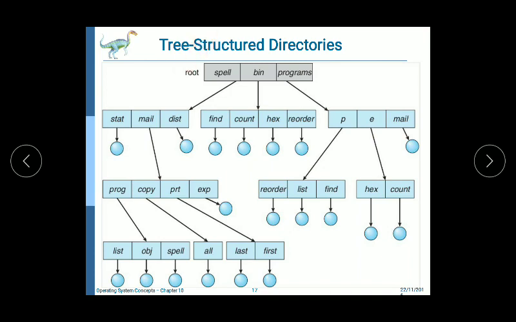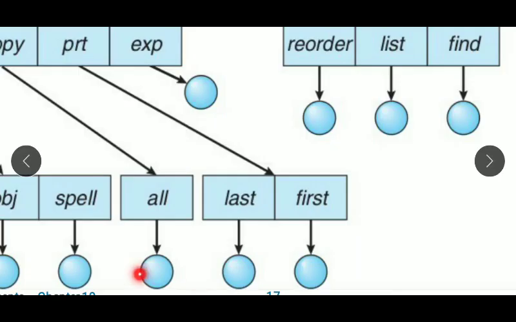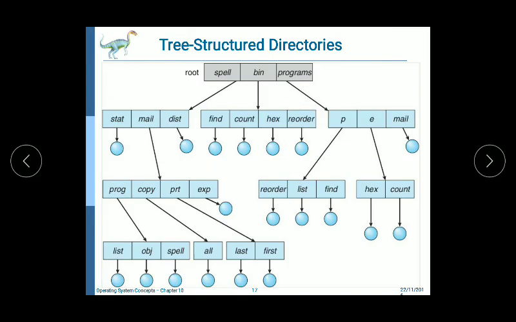Root is our main directory or root directory. We have three directories here: spell, bin and program. Spell is divided into three more directories where stat and dist are having some files. And remember, this one circle means files and rectangle means directories. Here one of the directories of this spell, mail, is having four more subdirectories. Out of those four subdirectories, the prog, copy and prt are again subdivided into some directories. They are having some files. That is called as tree structured directories.